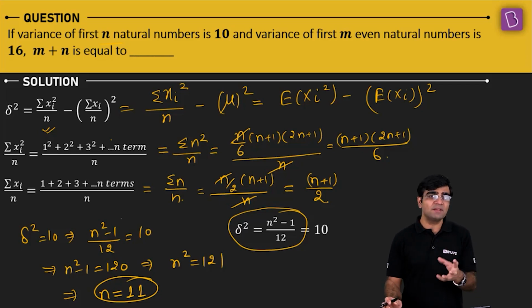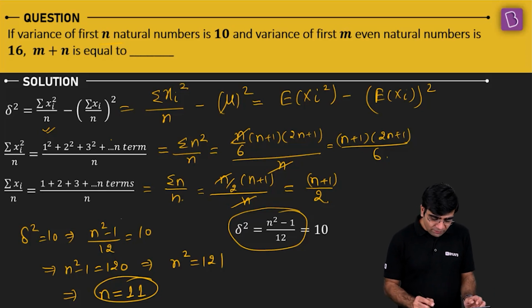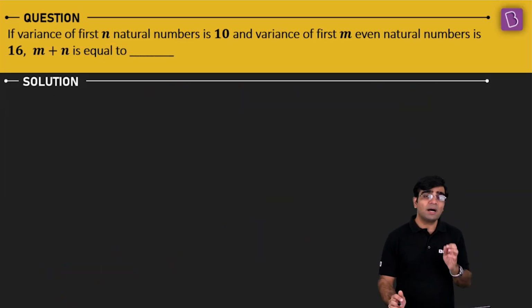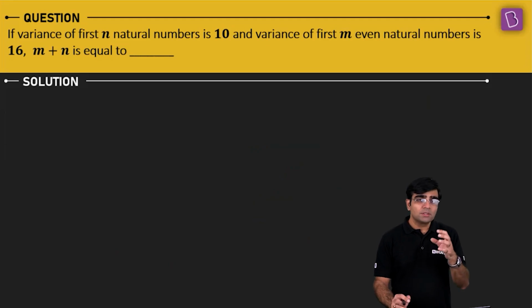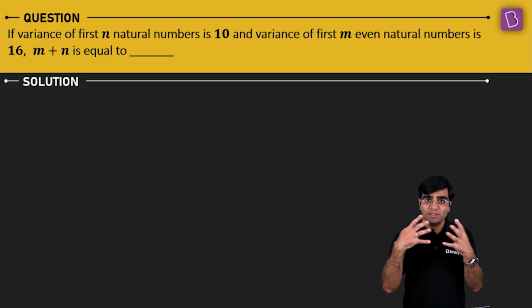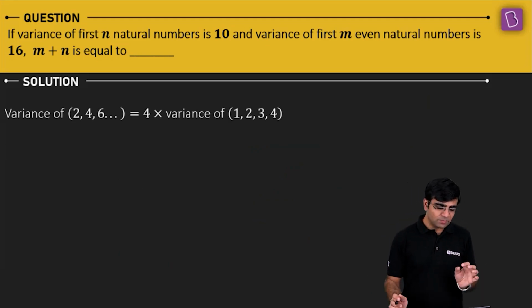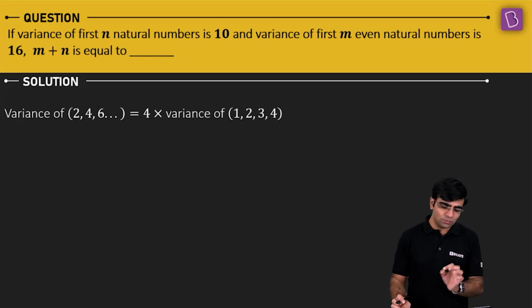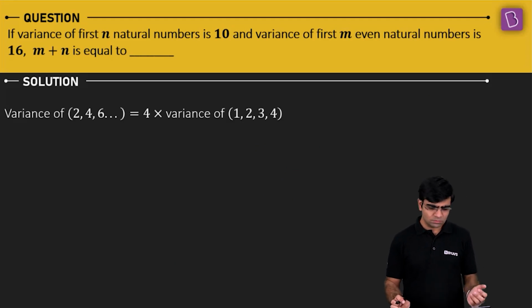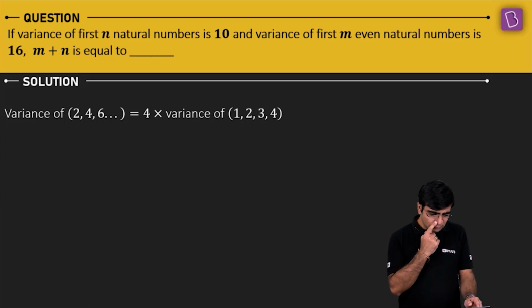So now I have the even natural numbers, right? If I have the even natural numbers, I have to make sure that the numbers and the variance have been taken care of very well. How will I be doing that? Variance of 2, 4, 6 is equal to 4 times the variance of 1, 2, 3, 4. How's that possible?